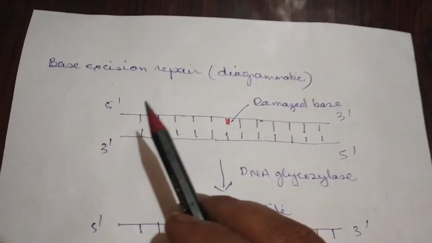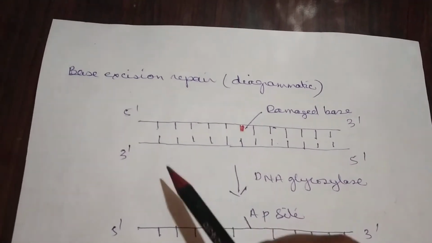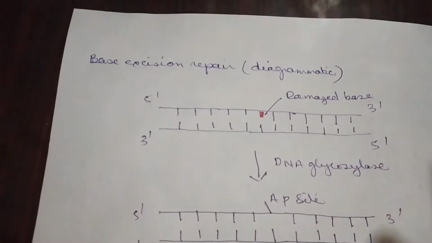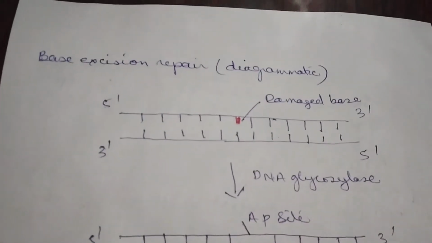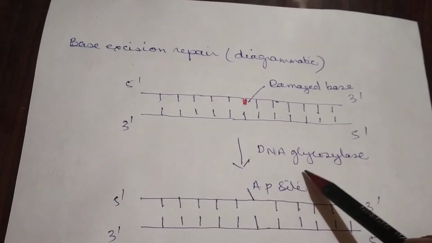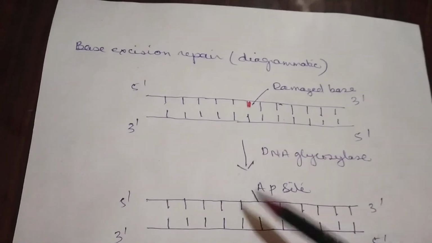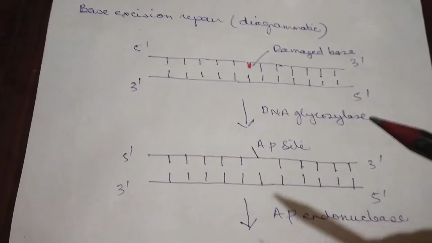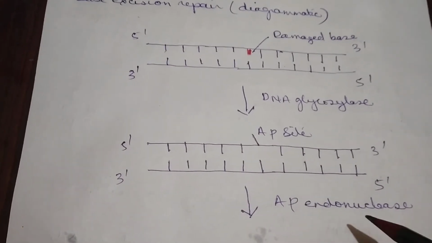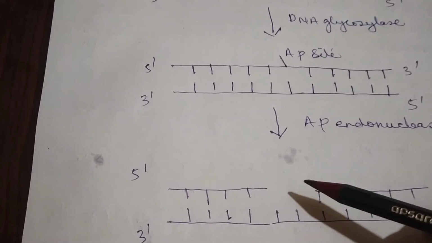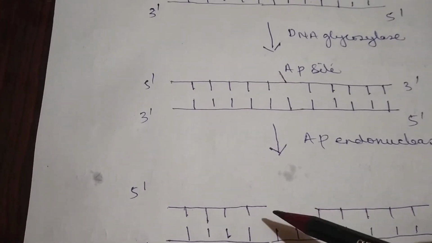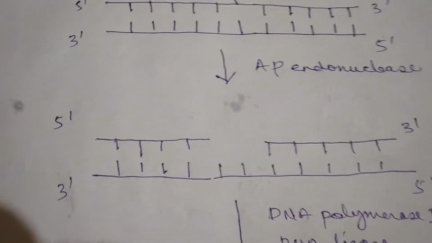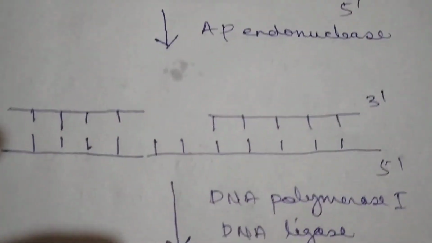So you can see these two strands of DNA, 5' to 3' and 3' to 5', and you have the damaged base marked with red color. Now this DNA glycosylase enzyme removes the base there and creates that AP site. Now this AP site is removed by this AP endonuclease enzyme, and a gap is created here. This gap is now first synthesized by DNA polymerase 1.